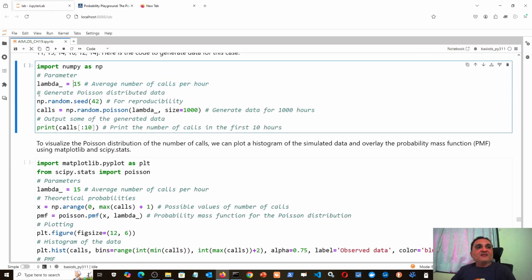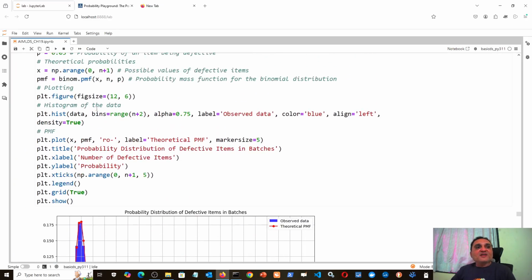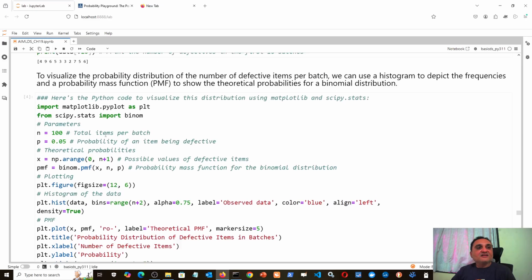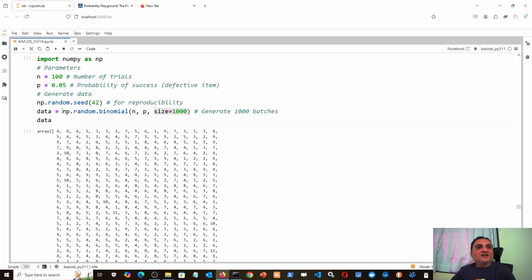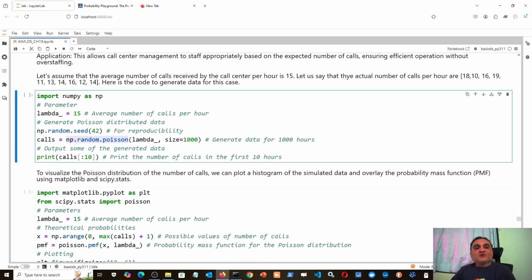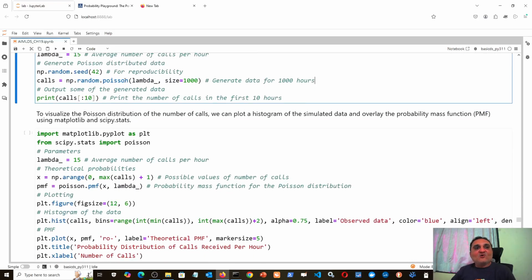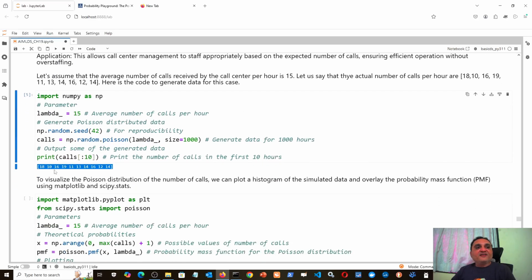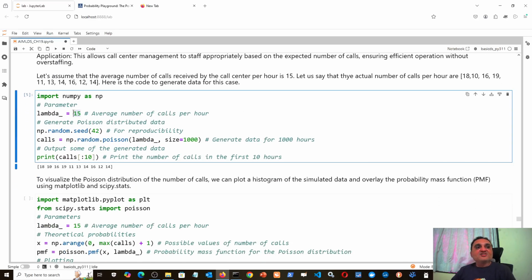Now lambda is 15, and np.random.seed, again, I have shown you that just for getting the same results every time. Then np.random.poisson. Earlier it was np.random.binomial, where we produced that kind of data. Similarly, here it is np.random.poisson. So the NumPy library is very dynamic. It can generate all data distributions on its own. Let us show the outcome of the generated data. These are the first 10 hours and the calls received in those first 10 hours. The average is 15. So sometimes more than 15, sometimes less than 15, like that.